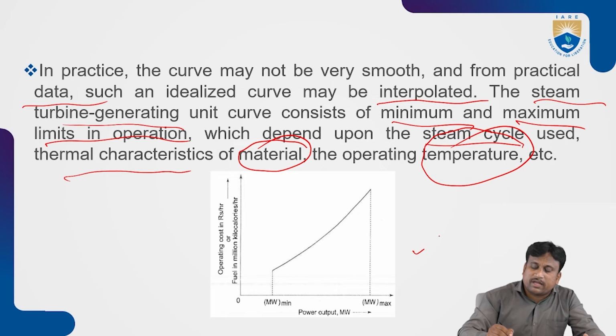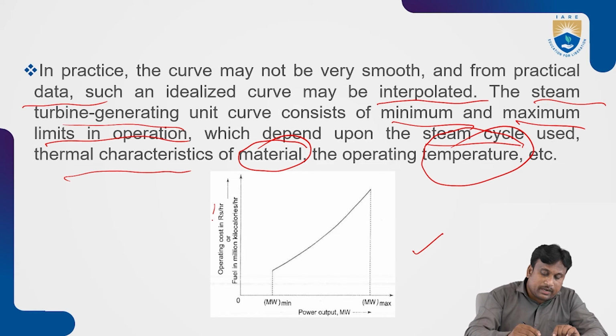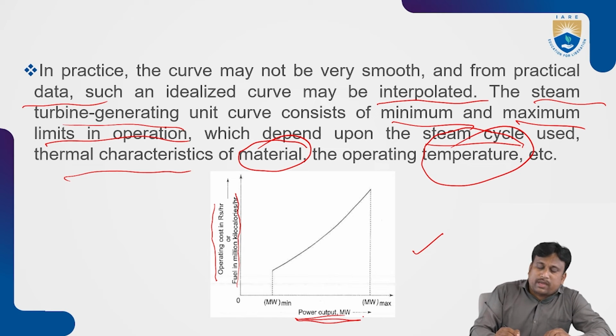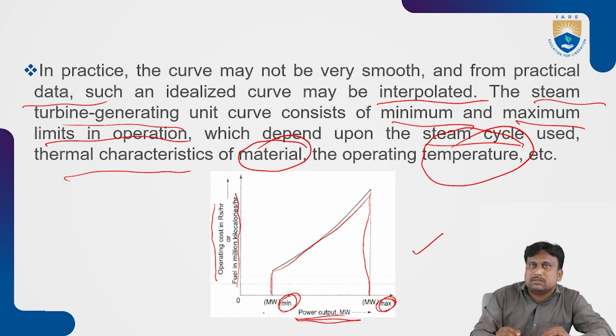If you observe this figure, these characteristics will better explain the operating cost in rupees, or fuel in million kilocalories per hour, against the power output. Then the power output may vary slowly, which will be in megawatts, from a minimal range to a maximum range.